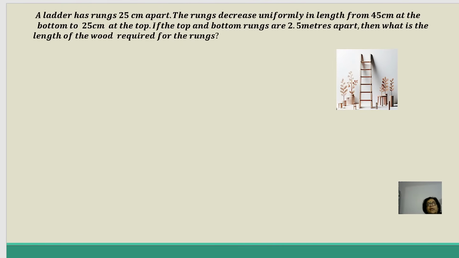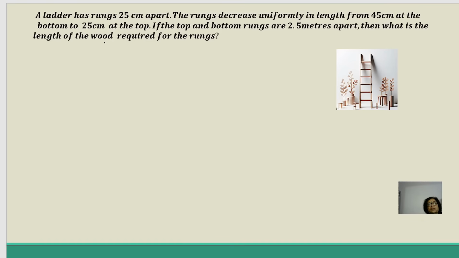A ladder has rungs 25 cm apart. The rungs decrease uniformly in length from 45 cm at the bottom to 25 cm at the top. If the top and bottom rungs are 2.5 meters apart, then what is the length of the wood required for the rungs? That means we have to find the total length of the wood required for all these rungs.